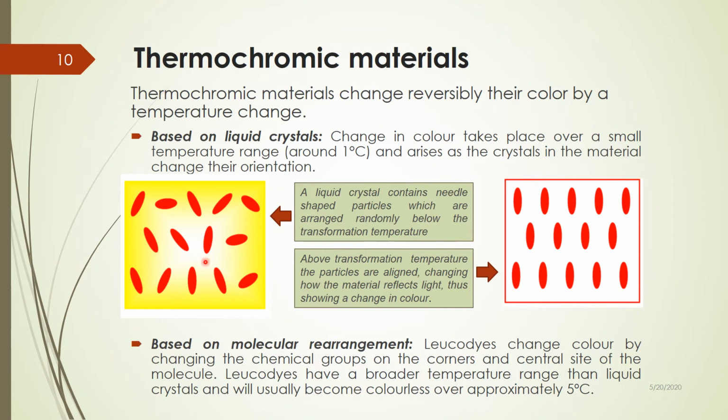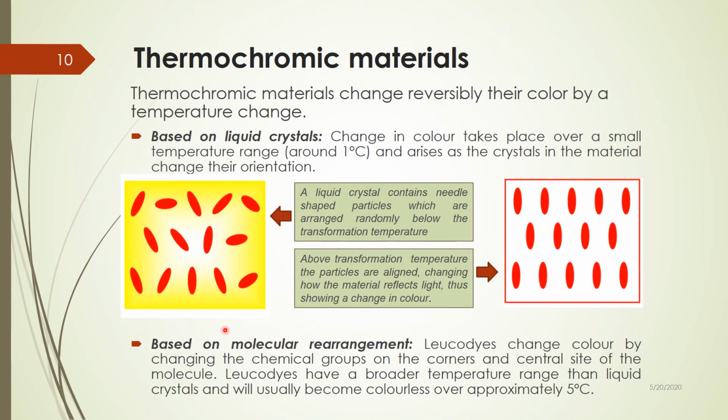Here you can see a liquid crystal with needle-shaped particles which are arranged randomly. This condition is below a transformation temperature, and above that transformation temperature, these particles get aligned, changing how the material reflects light. Thus it shows a change in color above that temperature.